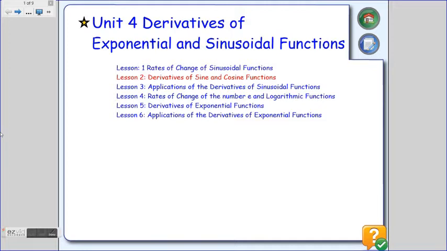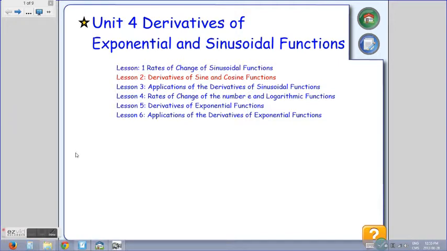Welcome back. We are on Unit 4, Derivatives of Exponential and Sinusoidal Functions. Lesson 2, Derivatives of Sine and Cosine Functions. In Lesson 1, we looked at rates of change of the sine and cosine function. Today what we're going to do is look at our derivative rules and apply them to sinusoidal functions.